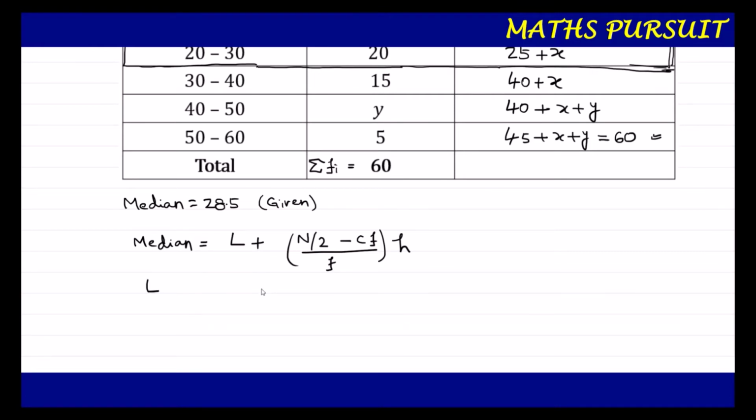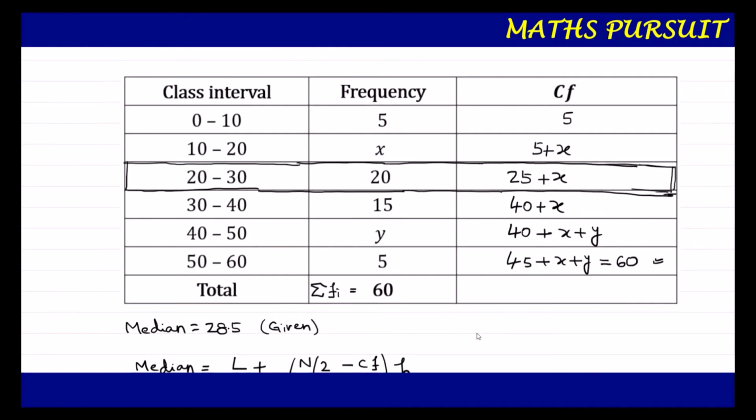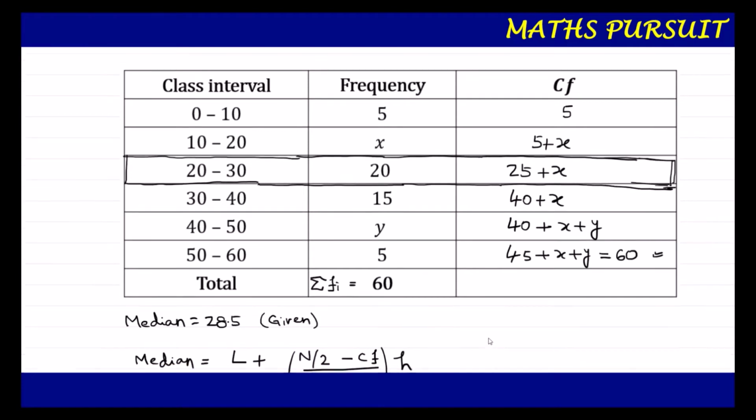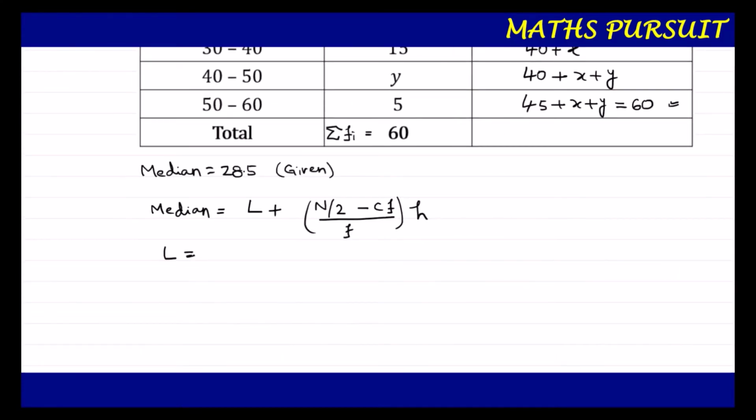Here L is the lower class limit of the median class. If you look at the given data, we identified the median class row as the 20 to 30 class interval. So the lower class limit is 20. Therefore, the L value is 20 here. Now we got the value for L.